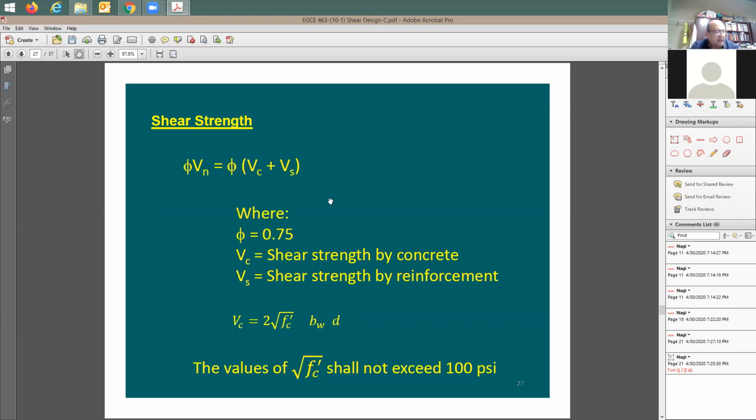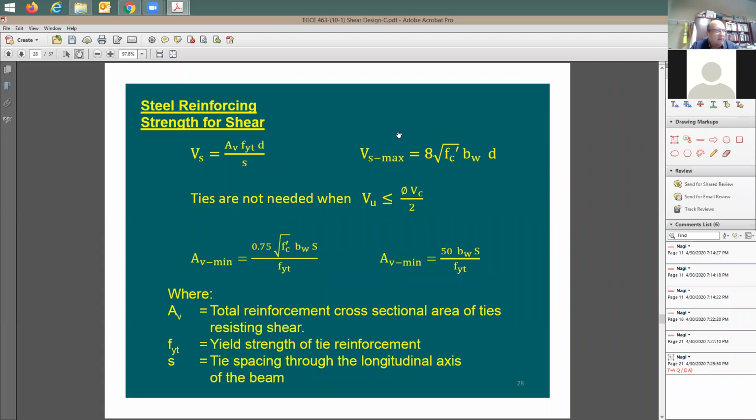Because as given here, once you go beyond this limit, the steel cannot really take more shear than 8 square root of f prime c. If the amount of shear demand is less than 1/2 of the concrete strength capacity, if this Vu is going to be less than phi Vc divided by 2, in this case, you don't really need any ties. But once the shear goes above this limit, which means 1/2 of the concrete strength when it comes to shear, you need to provide a minimum amount of ties.